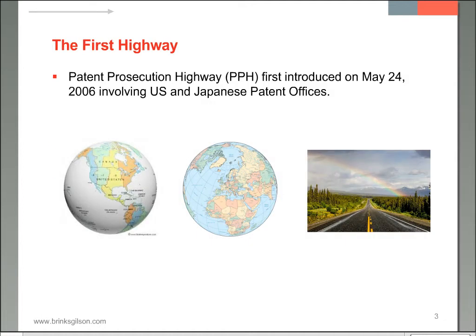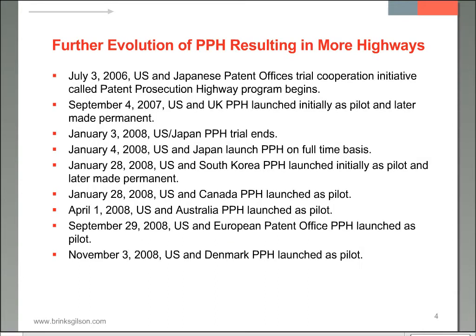Based in large part on the premise of the expedited process mentioned previously, the United States and Japan constructed the first Patent Prosecution Highway on May 24th, 2006. Other highways were constructed subsequently. For example, highways between the United States and Australia, Canada, Denmark, the European Patent Office, and South Korea were constructed in 2008.